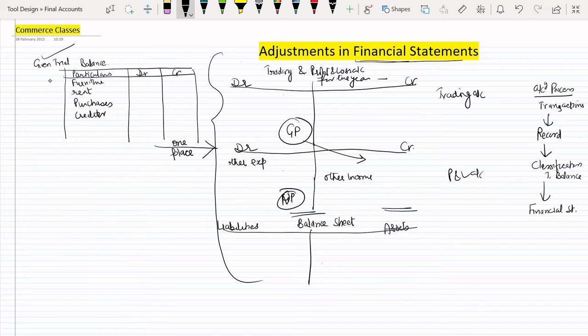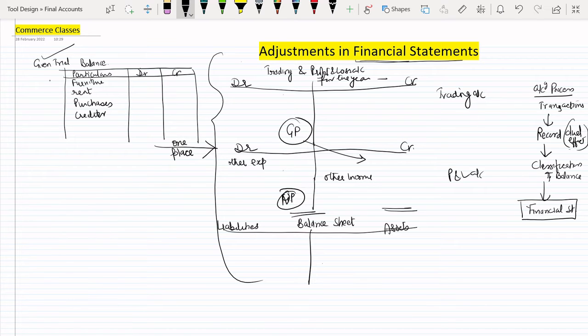So basically, when we are at this step, anything which is appearing in the trial balance has already come out of recording and classification. The transactions were recorded, that is, their dual effect has been recorded and incorporated in the accounts, and so we have got the balance. So we'll simply put them at one place in these statements.